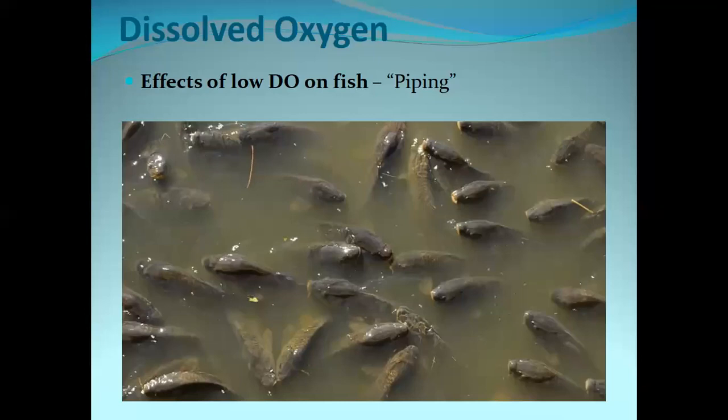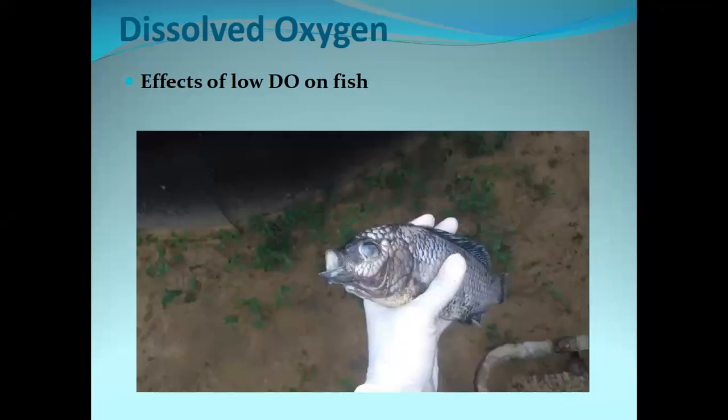And tilapia do something called piping. If you notice this third fish from the top here with the mouse pointing, you see how the mouth is kind of open because they're trying to gulp at that surface to see how much water they can get moving over the gills. When tilapia die from doing this thing called piping, which is opening the mouth and trying to gasp for oxygen like that, they usually die with the mouth open. So that's a good sign of fish dying from low dissolved oxygen.